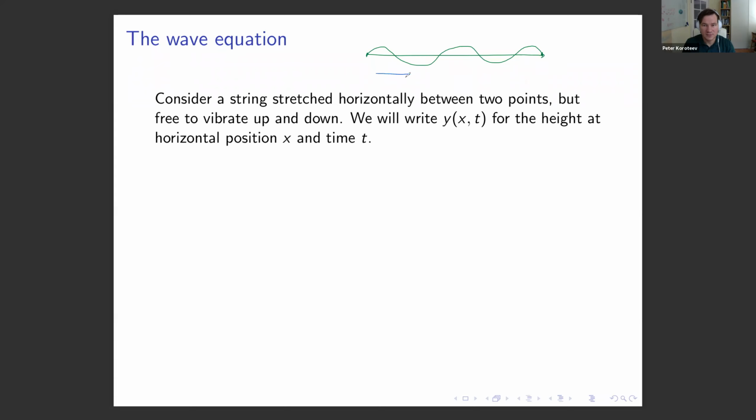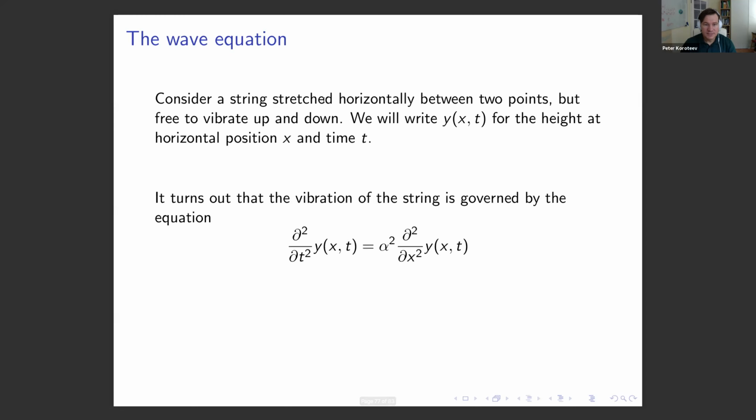And then this will be the x direction, and in the next moment of time, it would look like this, and so on. So we'll record y of x,t for the height of the piece of the string at coordinate x at the moment of time t. So it turns out that the vibration is governed by this wave equation.